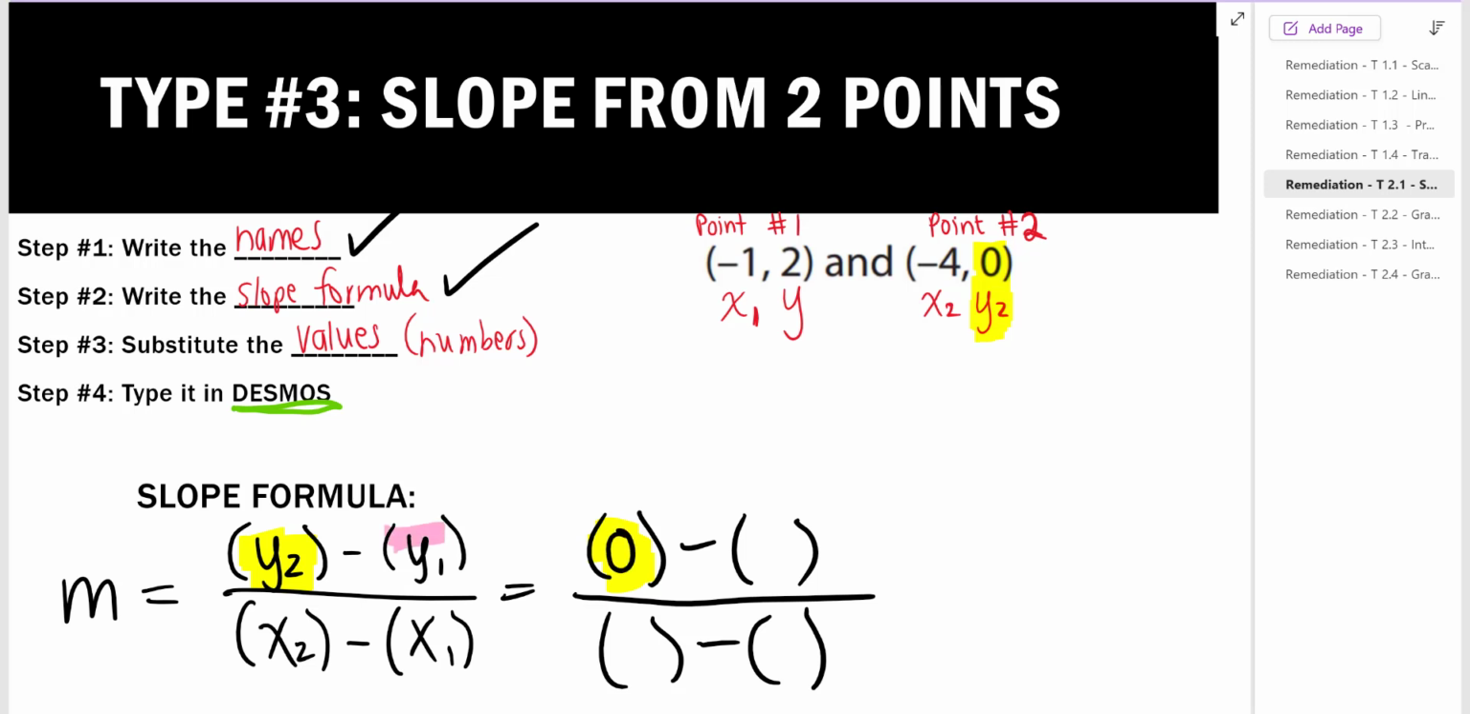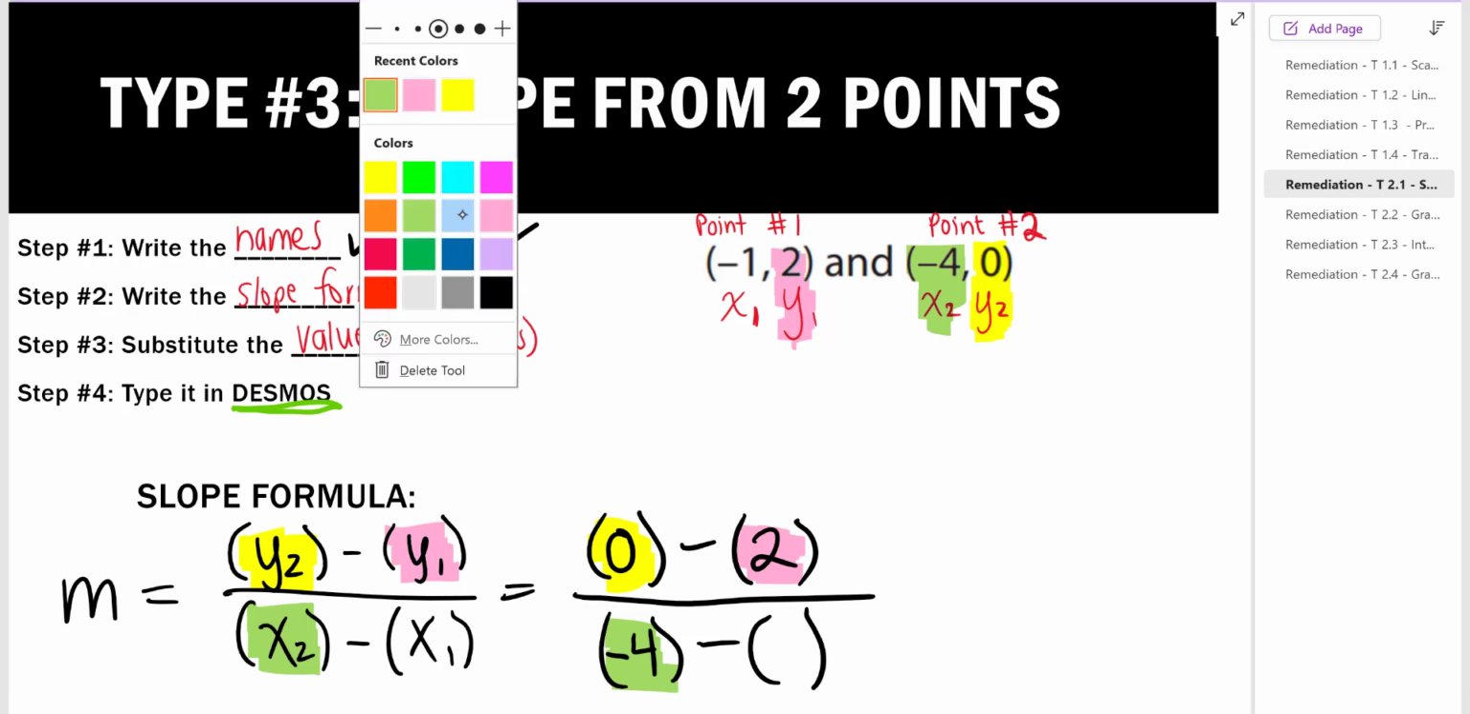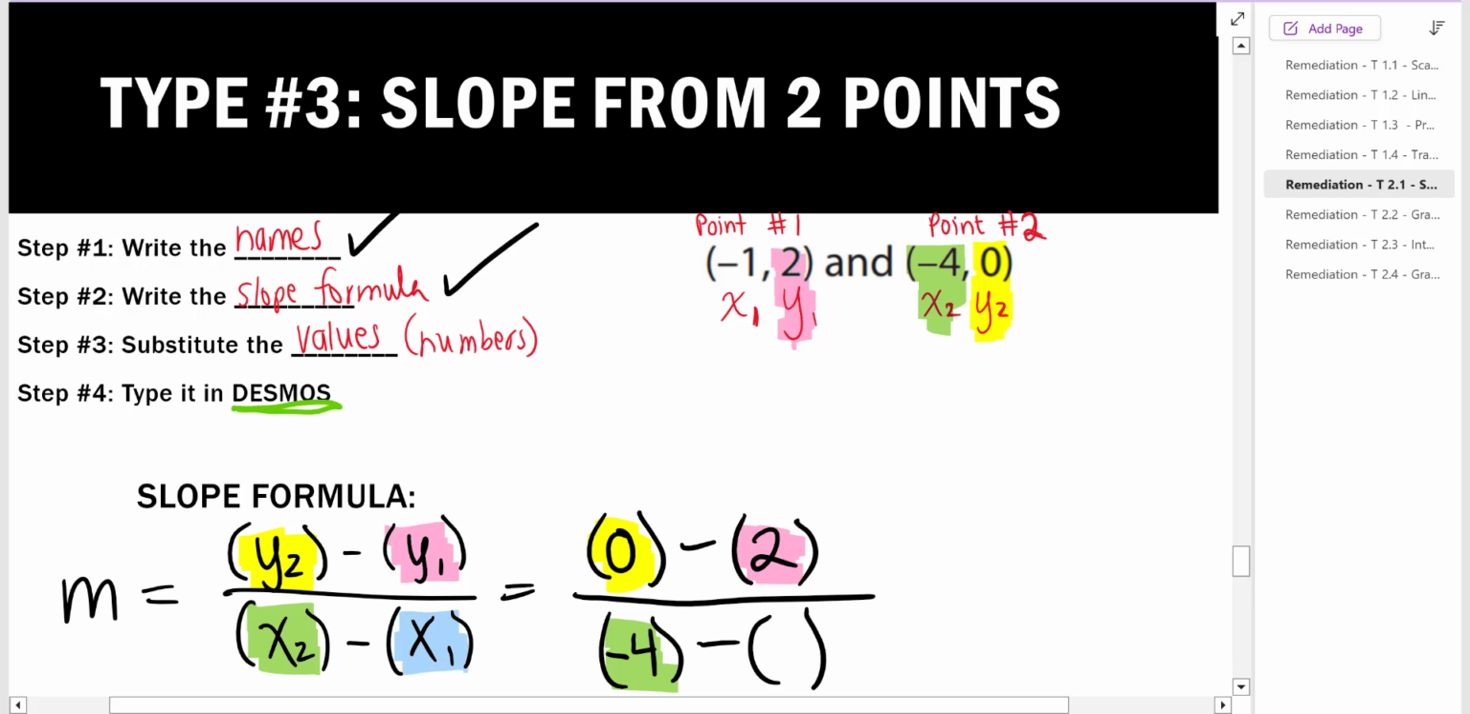Okay, now I'm going to do y1. Y1 is next. So y1 es siguiente. So y1 is 2. So y1 es 2. Okay, next we have x2, which is going to go here. So x2 is -4. And then the last one is x1, and x1 is -1. So último es x1, y x1 es -1.